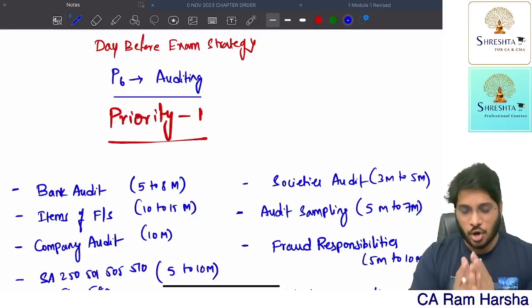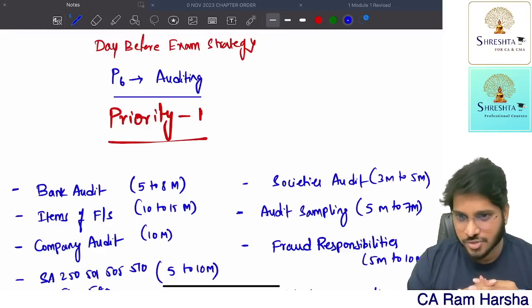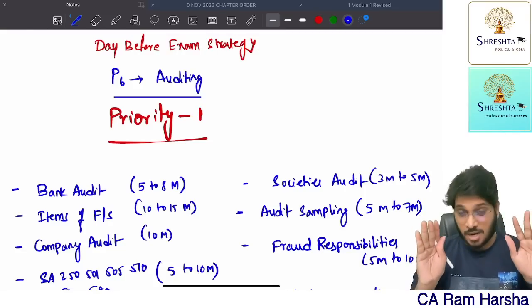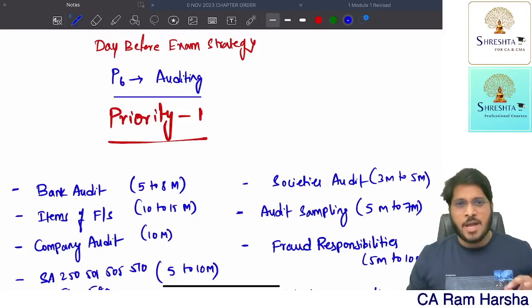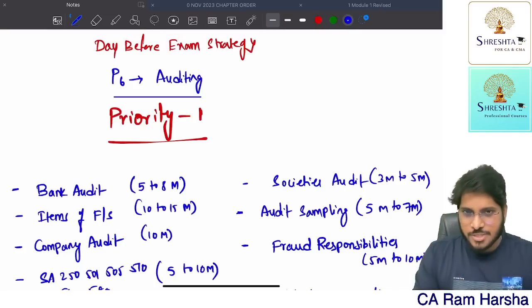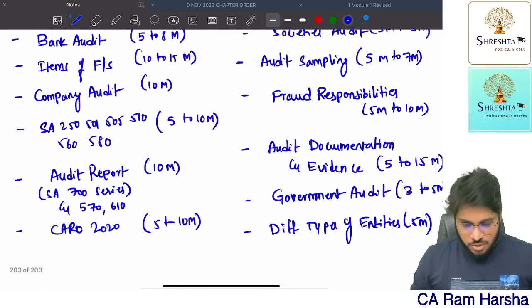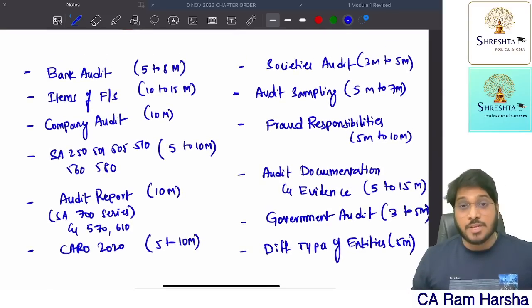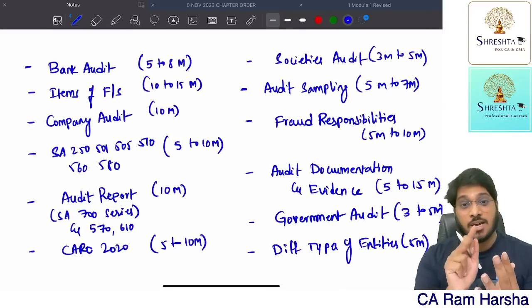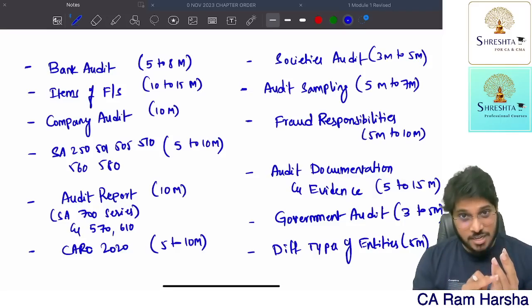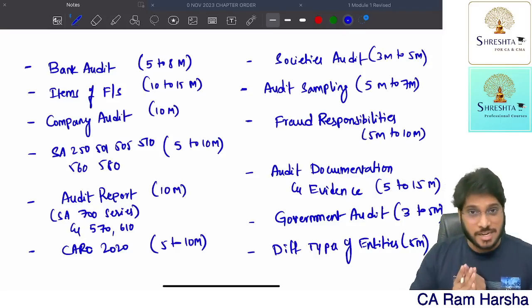Exclude the sleep timing and all that. Within these 20 hours, do not try to complete 100% revision. Do not try to target all 100% of the chapters. My request to you is, there are some chapters called priority 1 chapters. These are all priority 1 chapters. Of course, there are some chapters like risk assessment, automated environment, audit strategy, and analytical procedure, which I kept aside.